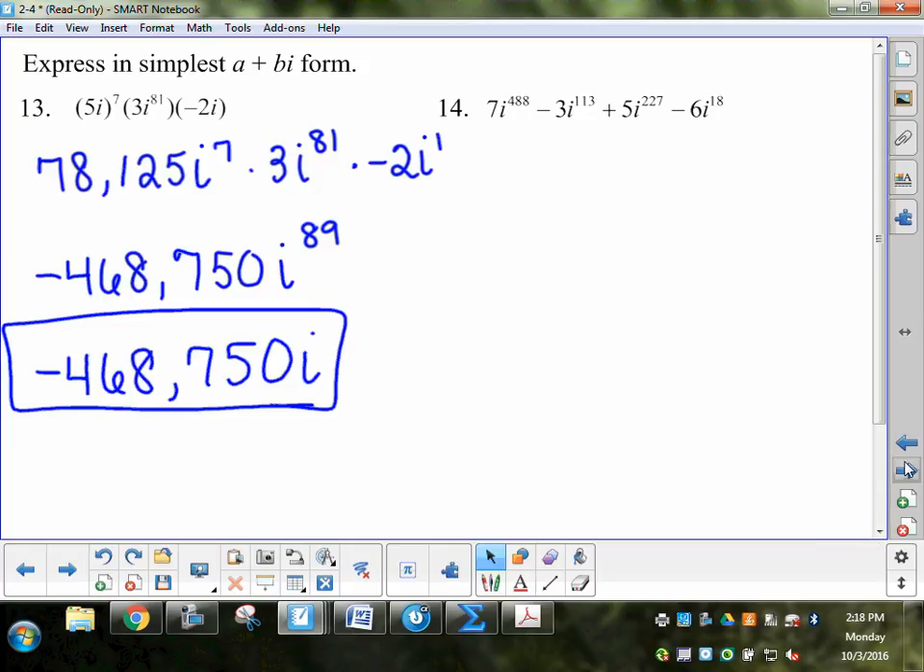Now, for our last step for today, we need to evaluate out. First row, you kids are going to go through and simplify i to the 488th power. Second row, you kids are going to do i to the 113th. Third row, you kids are going to do i to the 227th. And fourth row, you kids will do i to the 18th. Go through and evaluate those out right now, please. Hands up when you've got what replacement I'm going to make for each of them.